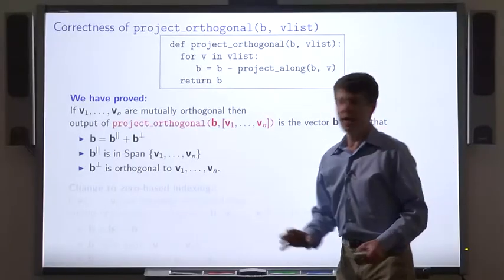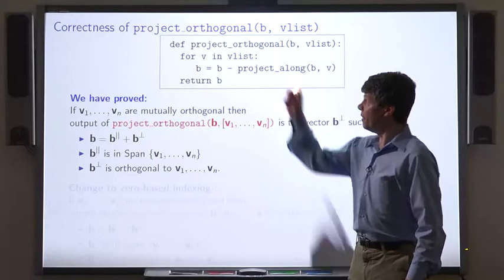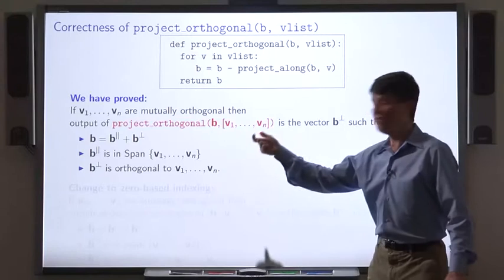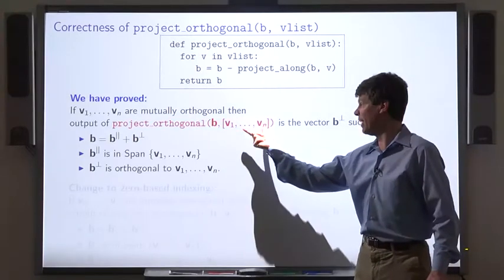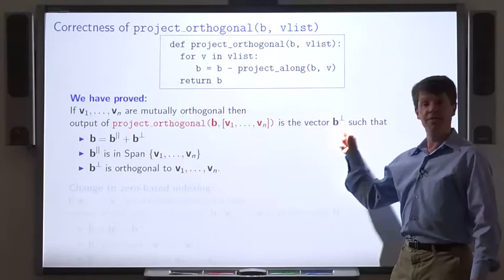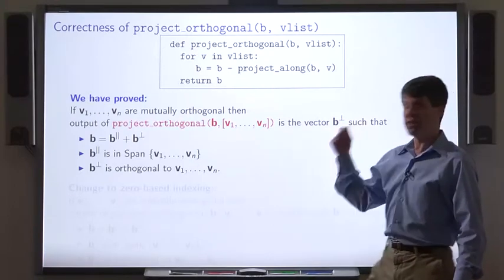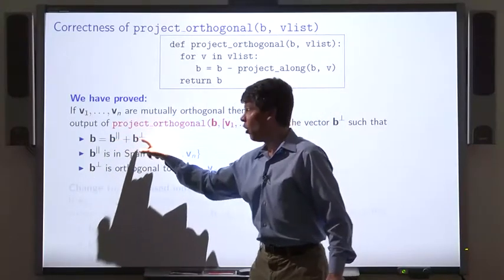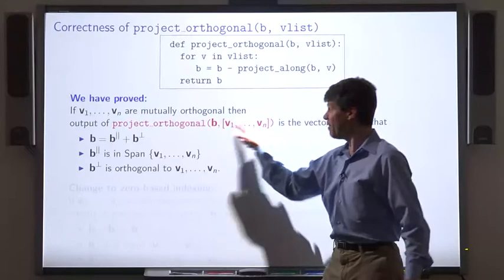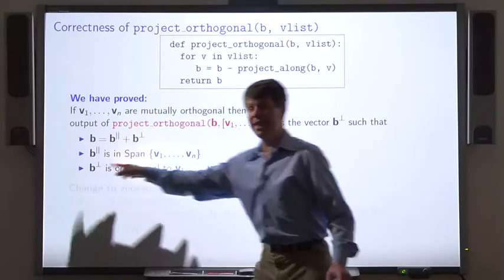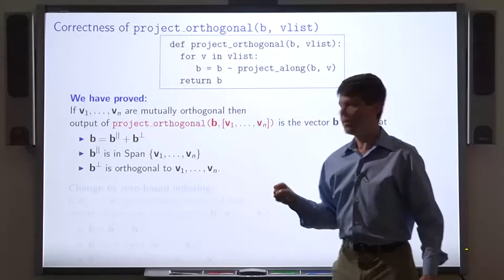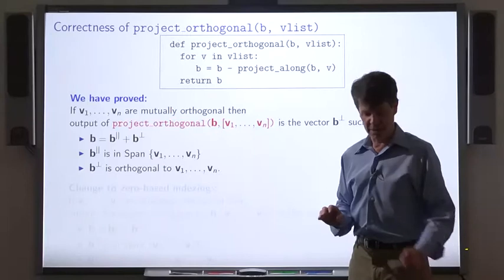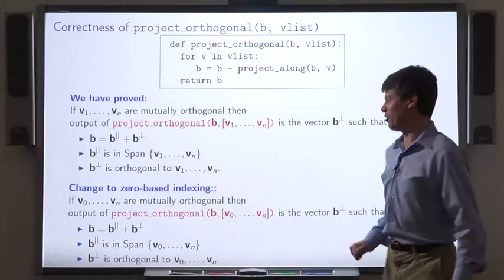All right, we've gotten through that proof. We've shown that this procedure has the following property, that given a vector b and a VList consisting of vectors v1 through vn, it outputs the vector b perpendicular such that b equals b parallel plus b perpendicular, where b parallel lies in the span of those vectors in VList, and b perpendicular is orthogonal to each of them. Now we're going to work with the code a little bit, and for that reason I want to restate the correctness using zero-based addressing.